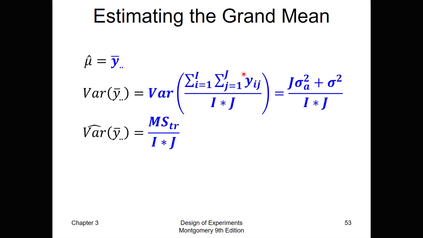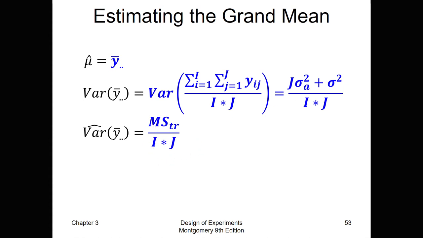But this is kind of the sum of squares total divided by capital N, which is also I times J. So capital N down here is what you can read I times J as. And so again, this is our sum of squares total, and we know that the variance of the sum of squares total is J times sigma squared sub a plus sigma squared, which is just the mean squares treatment. So the estimated variance of y bar is the mean squares treatment.